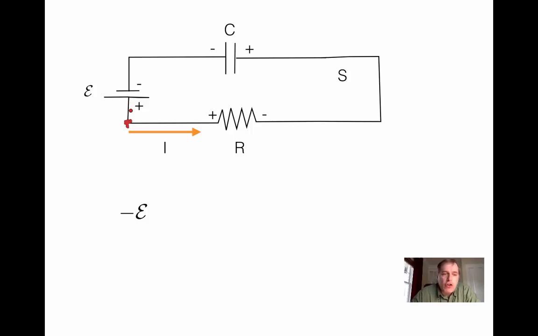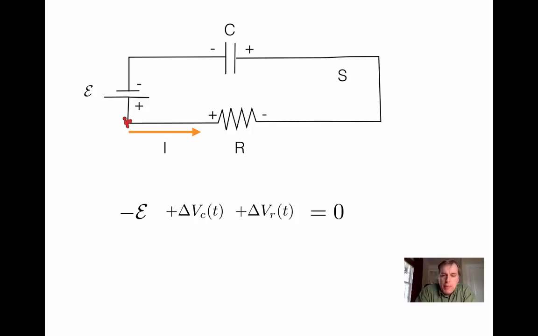and I add all the voltages. Here the potential decreases by an amount equal to minus E, the EMF. And I keep going this way. As I go here, the potential increases by an amount equal to delta V across the capacitor. I keep going like this. The potential increases again, so I have a positive voltage equal to the voltage across the resistor, and I'm back to the initial point, so the sum must be 0. That's it. That's the equation we get from the loop rule.